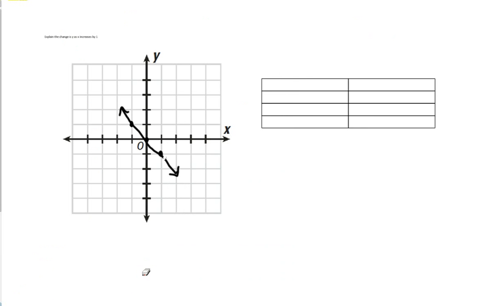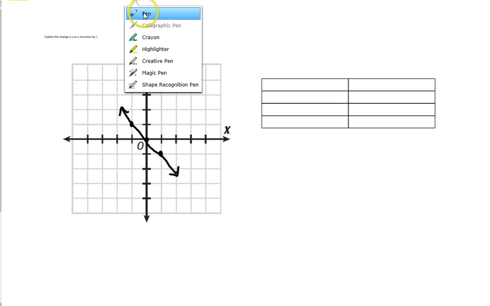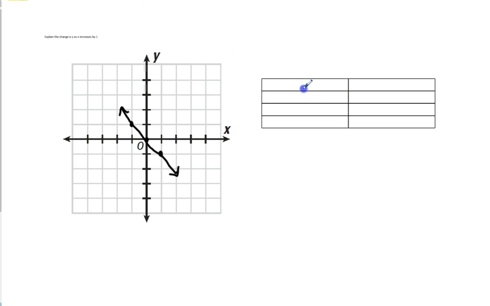Okay, so we need to explain the change in y as x increases by 1. So again, I put my table into my problem here because that helps me see it a little better. We label this x and this y, and then proper math etiquette says we move all the way to the left of the line. The first ordered pair that I see is -1 and 1, and my second ordered pair is 0, 0. And my last ordered pair is 1, -1.